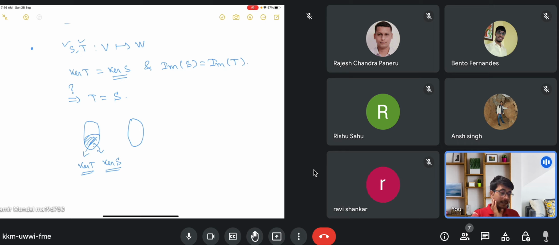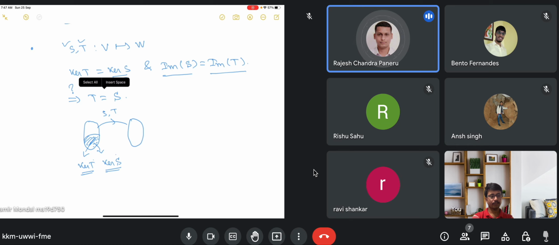Here S and T are both defined on the subspace and both are the same on the kernel. Another extra assumption I am giving is that the image of S and the image of T are both the same here. So what can we say, are these two the same? My question: T and S, are they the same or not? Yes, sir, same. How? Sir, because the kernel is the same and the image is also the same.